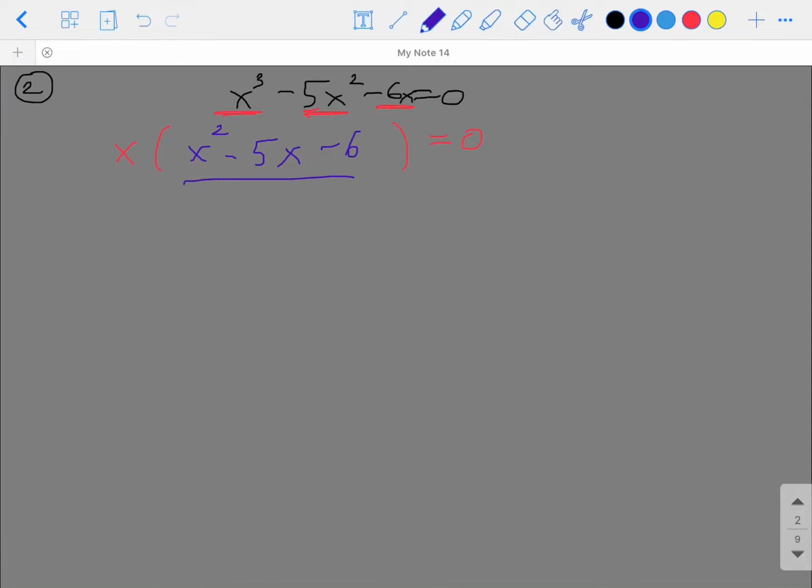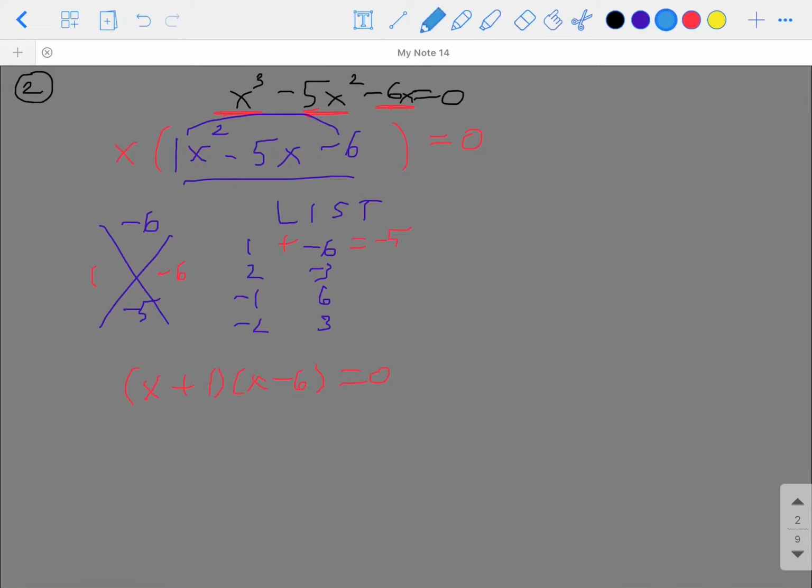The inside, I can see this is 1x squared, so I'm going to use the simple cross product algorithm. Beginning times end, the middle. The list of negative 6. So it's 1 and negative 6, 2 and negative 3. Not only that, but we can do it the other way around. Negative 1 and 6, and negative 2 and 3. From here, I can see that 1 plus a negative 6 is negative 5, which is what we need. So this is 1 and negative 6. So the two binomials become x plus 1 and x minus 6 is equal to 0.